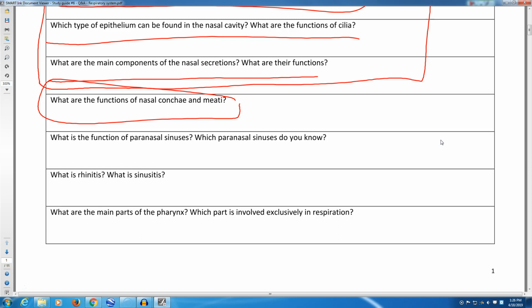Rhinitis and sinusitis: inflammation of the corresponding sinuses or nose. Does that make sense? Are we clear? It's basically inflammation of the sinuses, sinusitis. Inflammation of the nasal cavity, rhinitis. We're good?